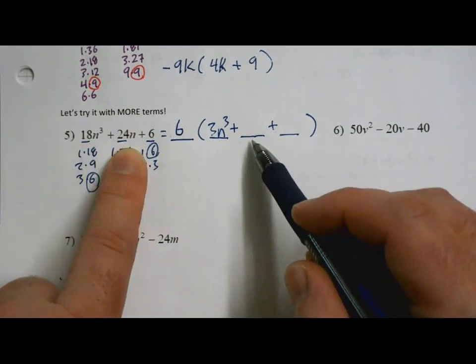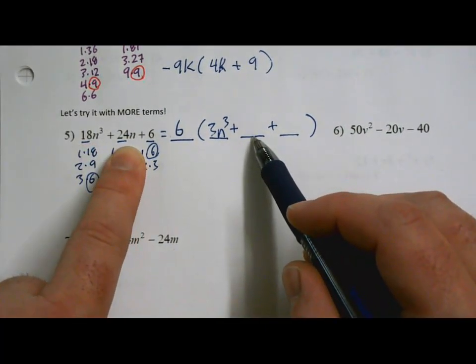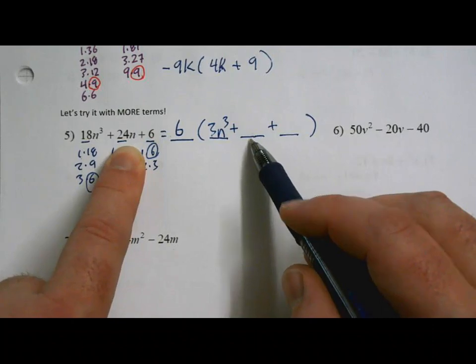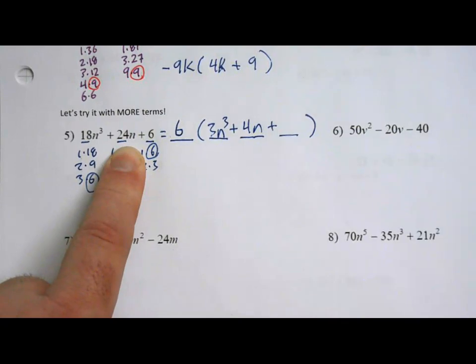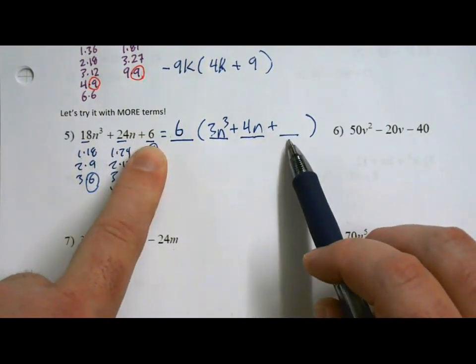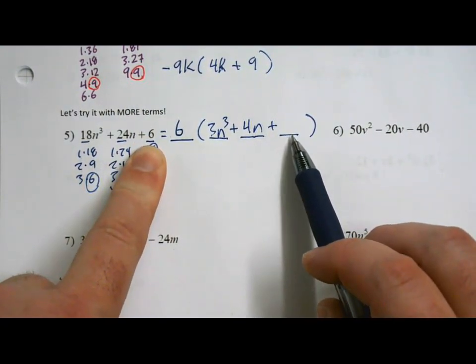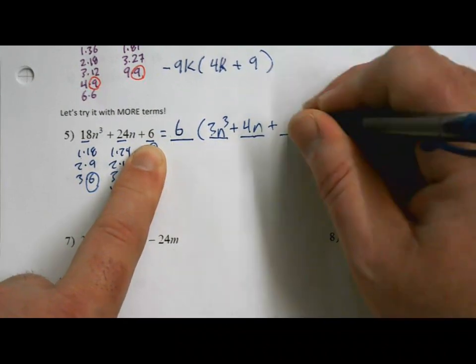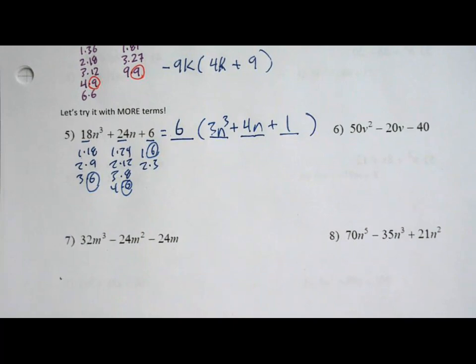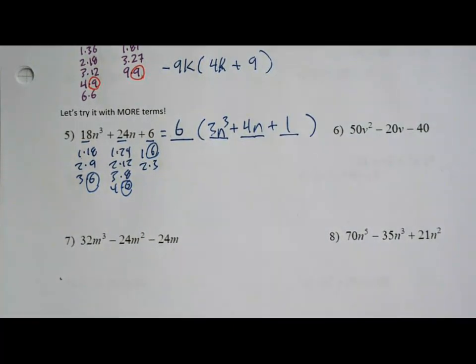All right, here 6 times something is 24n. 6 times 4 will get me the 24, and then I need an n. And then this last one, I need to put something in here because I need to get 6. What do I multiply 6 by to get 6? 1. That 1 has to be there. Common mistake is that people will leave that 1 out.